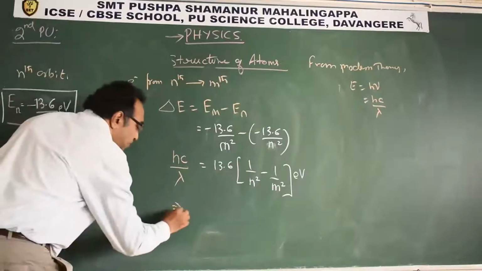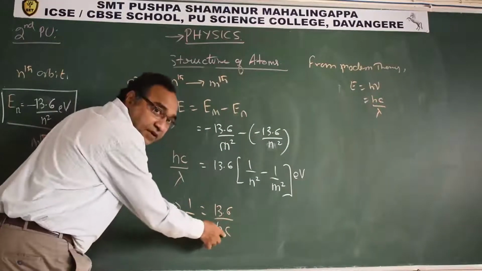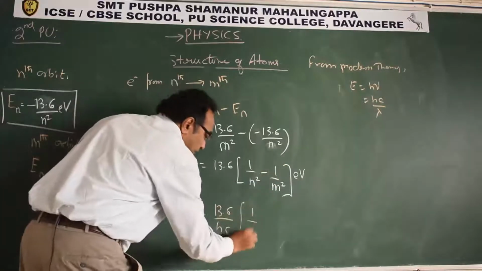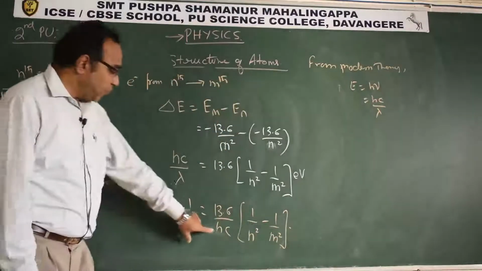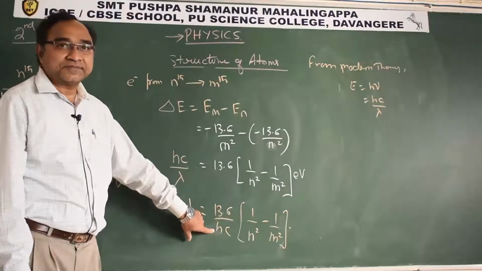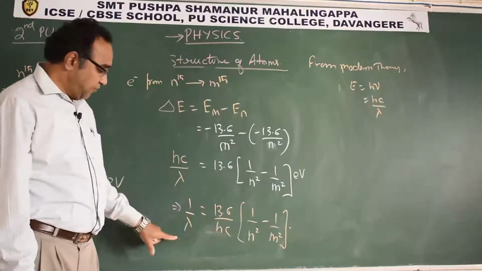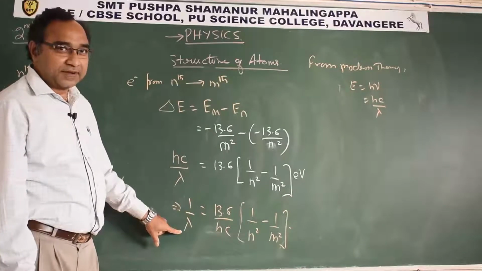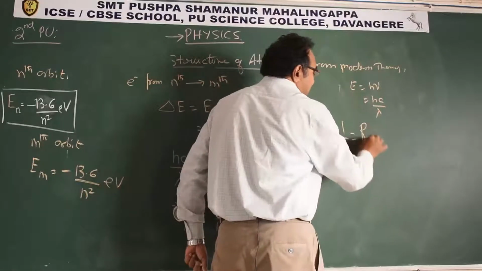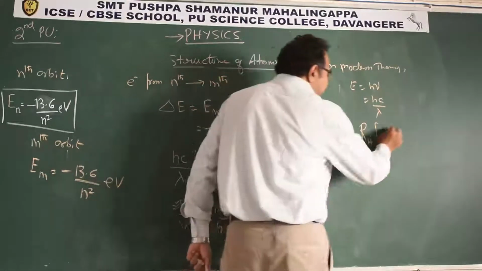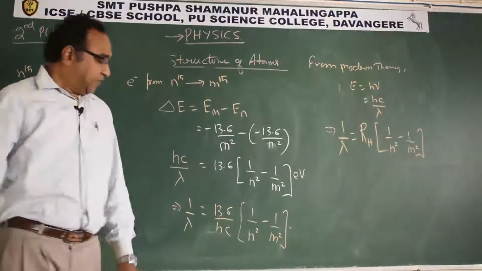So 1 by lambda will be 13.6 upon hc, where you have to take h and c in the proper units, times (1 by n square minus 1 by m square). Now the best part is this: in modern theory, you call this Rydberg's constant, and this you call the wave number, right? So 1 by lambda is Rydberg's constant times (1 by n square minus 1 by m square). Correct? This is what we can write.